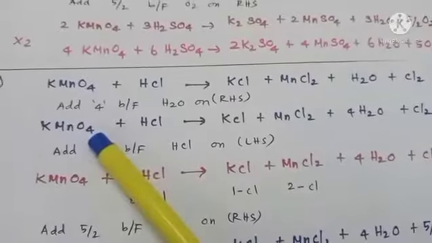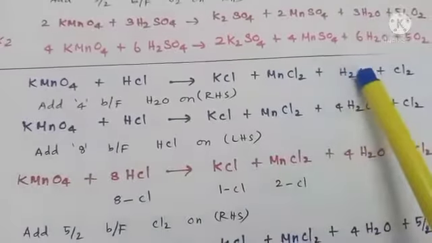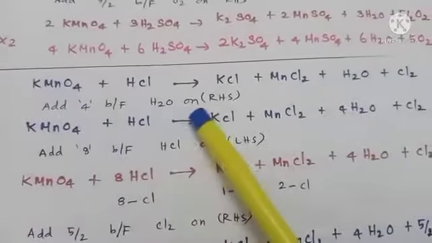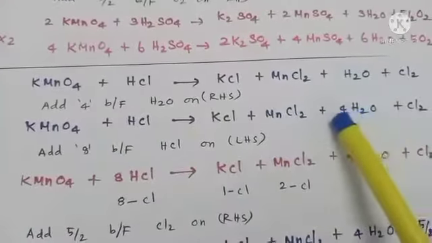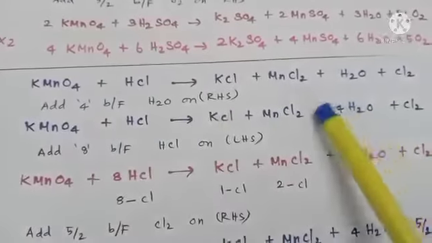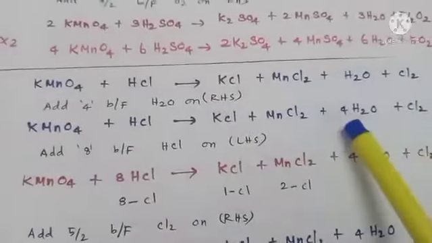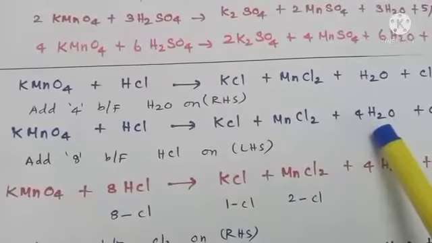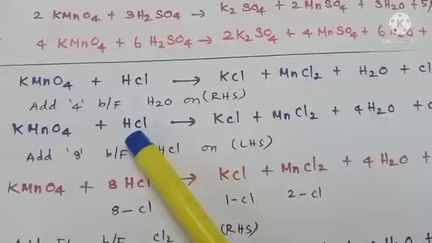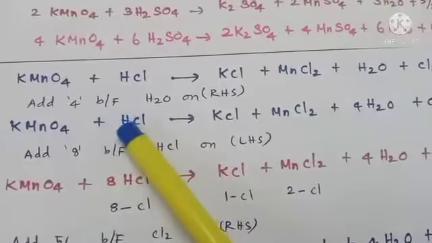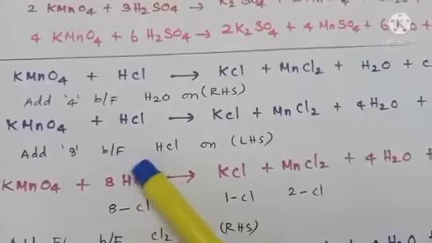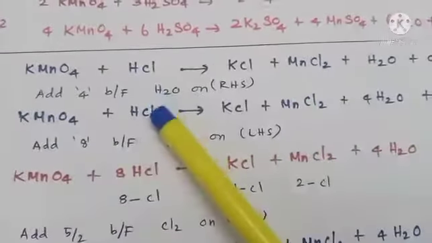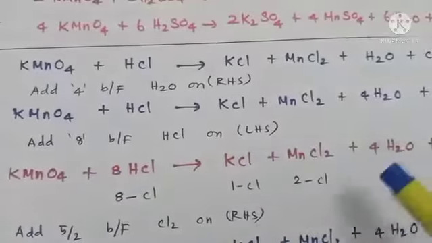There are 4 oxygen atoms on left hand side, but right hand side only 1, isn't it? So I introduce 4 before H2O to balance oxygen atom. Now H2O becomes 4H2O, remaining formula as such. When you introduce 4 before H2O, now hydrogen is becoming 4 into 2, 8 hydrogen. But left side only 1 hydrogen, isn't it? So now here you have to introduce 8. So add 8 before HCl on left hand side for balancing hydrogen. Now this HCl becomes 8 HCl, remaining as such, isn't it?